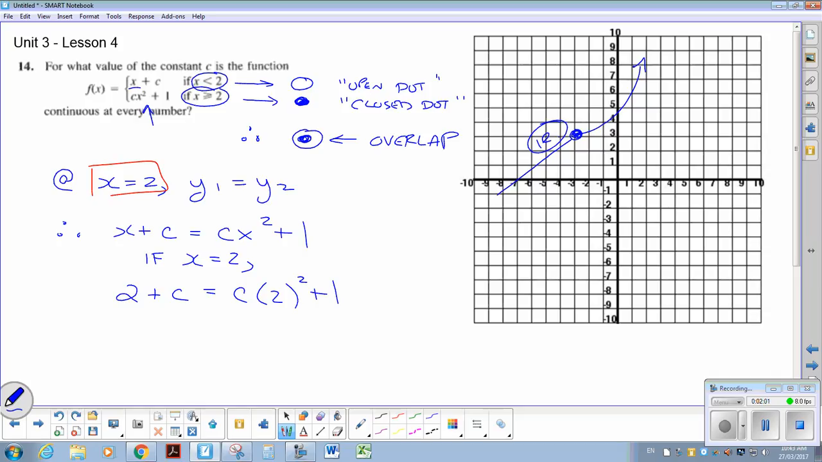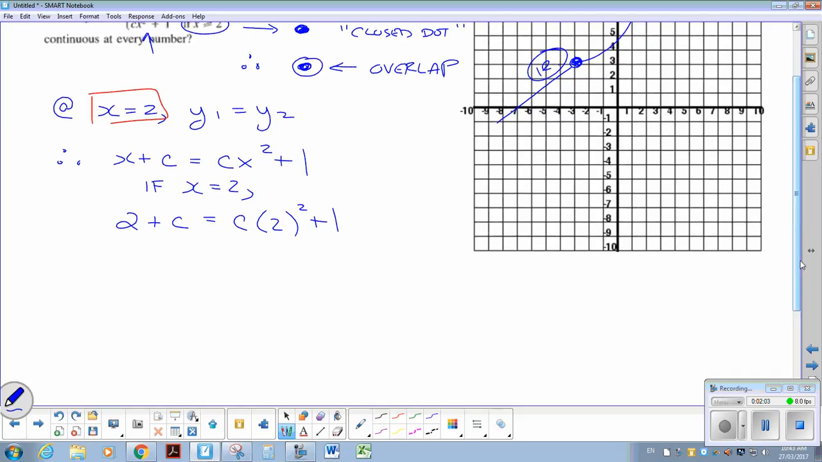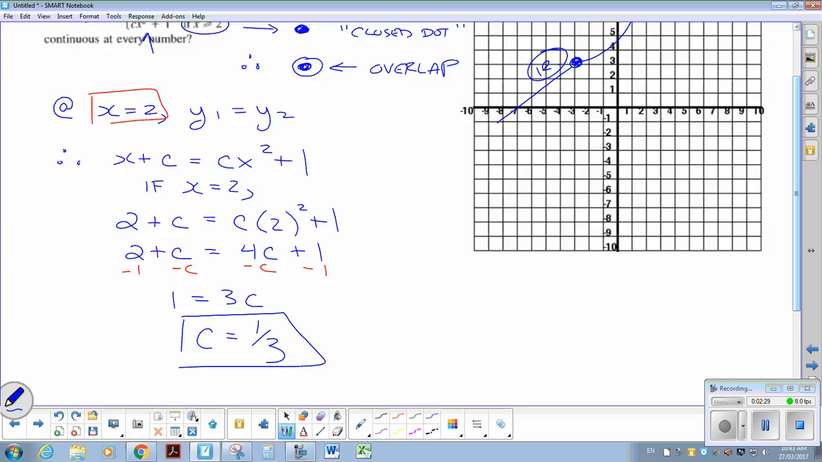So now it drops down to one unknown, and they're both powers of 1, so we will just be able to use our grade 9 algebra skills here to solve. Subtract c from both sides and save ourselves a step. Subtract 1 from both sides. I have 1 equals 3c, or c equals 1/3.